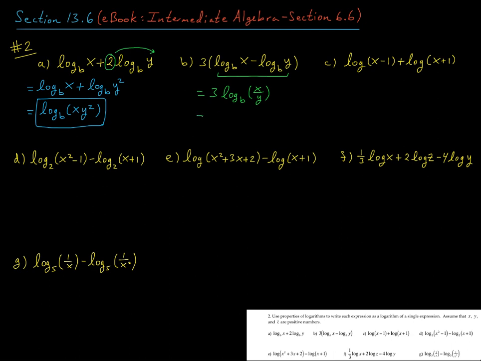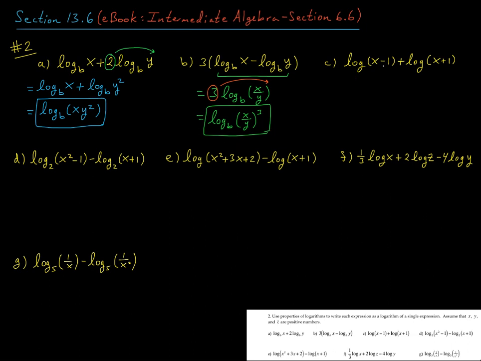And so now what can I do? Well, much like we saw here in part A, since this 3 is multiplying this logarithm, it can then come up here in the exponent position, and that's going to give us log base b of x over y to the third power. And now we're done. It's a single logarithm.